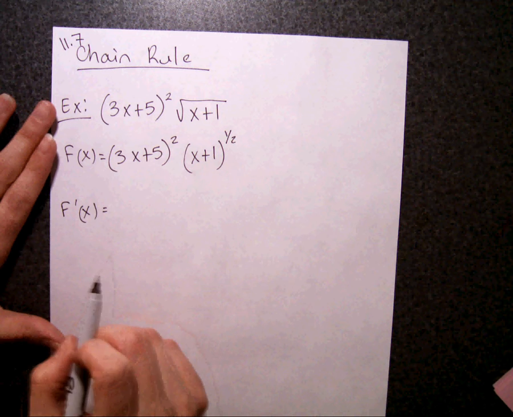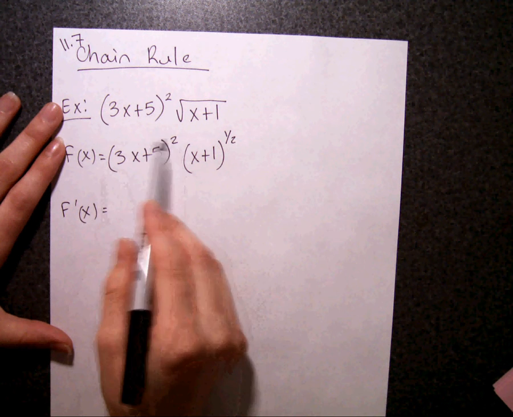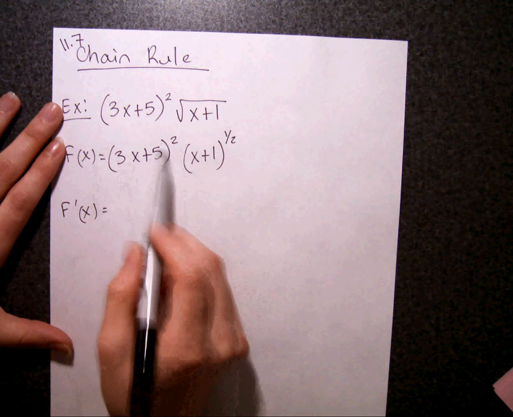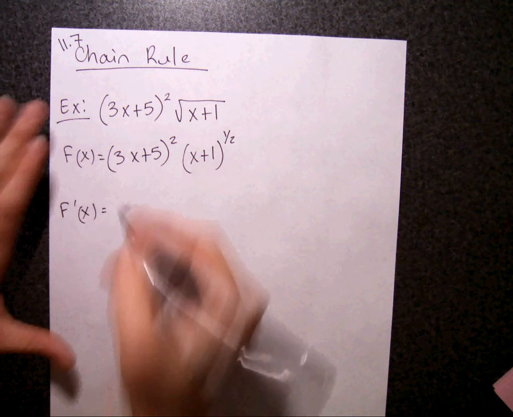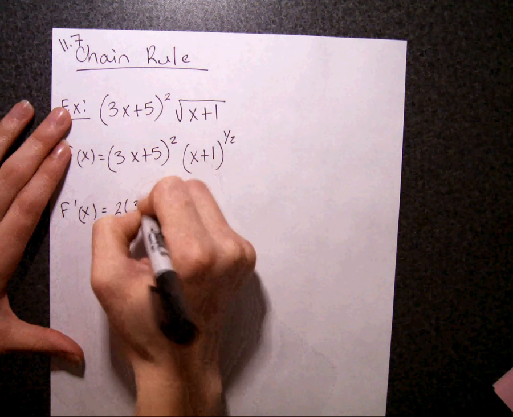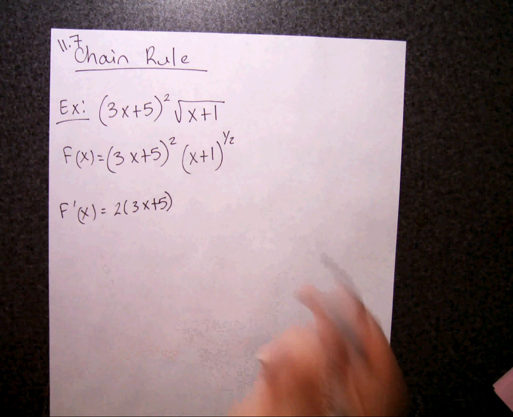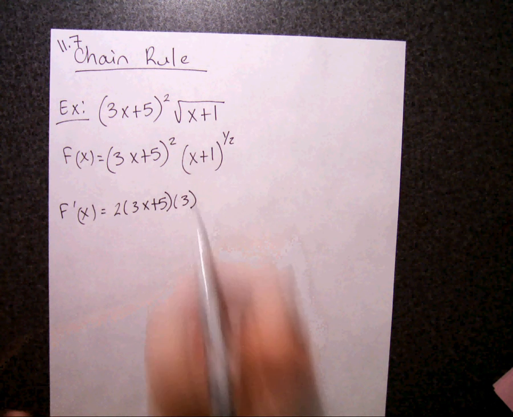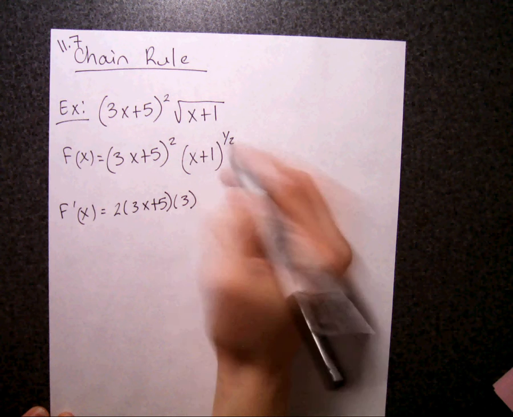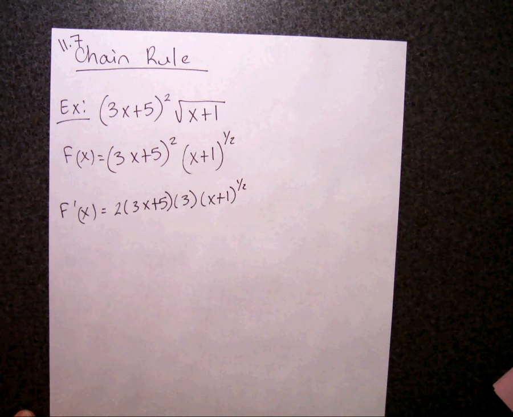Product rule says I'm going to take the derivative of the first, and we said we were going to use chain rule. So derivative of the outside is going to give me what? 2x, so 2 times (3x + 5), right? Derivative of the outside with the inside still stuck in it, times the derivative of the inside, so times 3. And then product rule says to multiply that times the second part, so times (x + 1) to the 1/2 power.